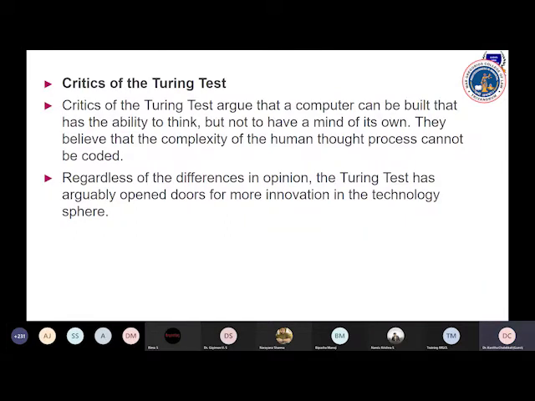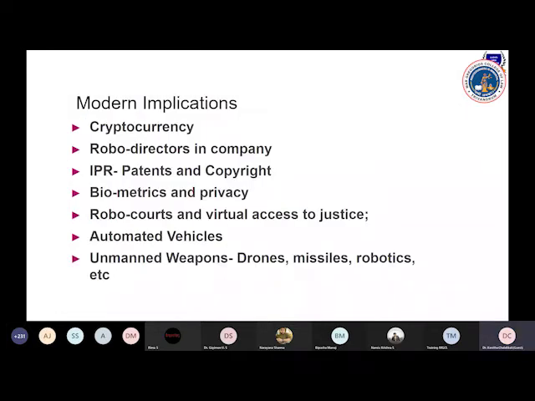Now, what are the modern implications of AI? One of the most controversial topics right now, affecting the economy, is cryptocurrency. Cryptocurrency is basically a virtual currency which does not exist in physical form anywhere. It is not a legal tender. It is not a cash currency. Cryptocurrency is created through an algorithmic process called blockchain technology. So there is no one who is actually having money in their hand.